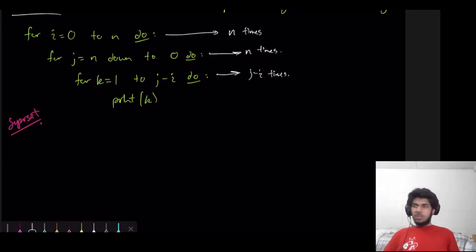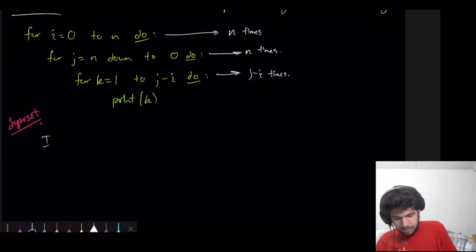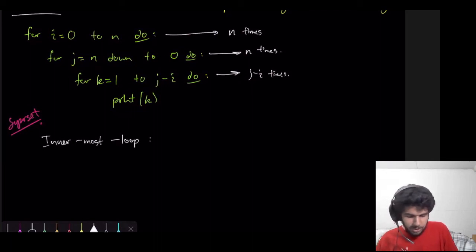So what I like to do for the superset method is consider the worst case. How many times does this loop run in the absolute worst case? Can we find that maximum number? Well, if we're trying to maximize this j minus I quantity, that means we want j to be really large and we want I to be really small. So, innermost loop: when j is max and I is min, it will run the most times.